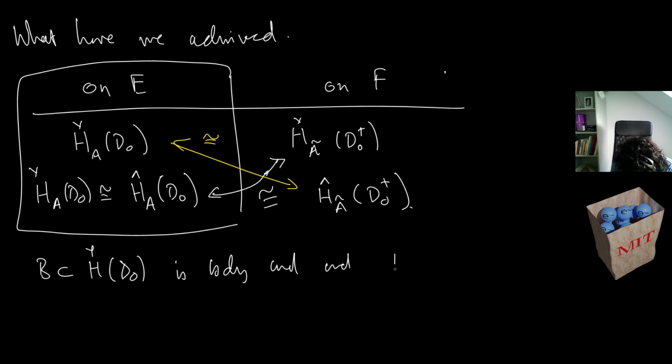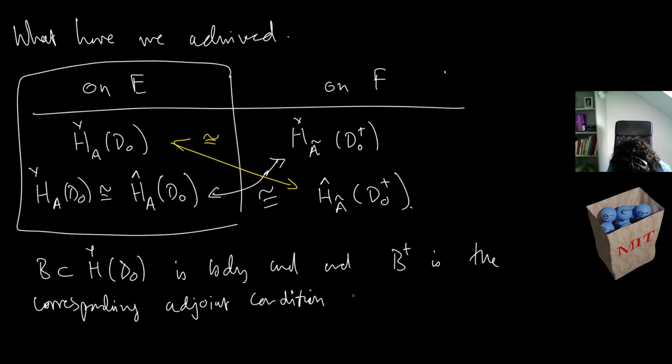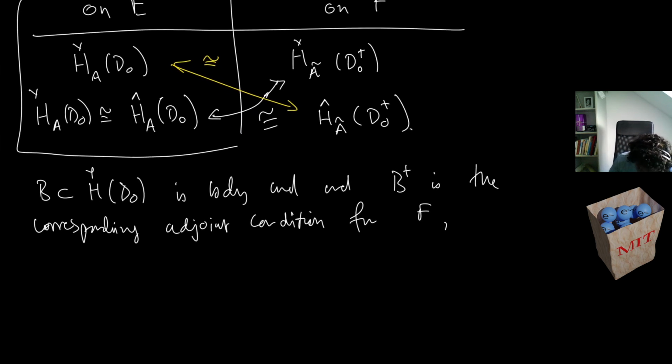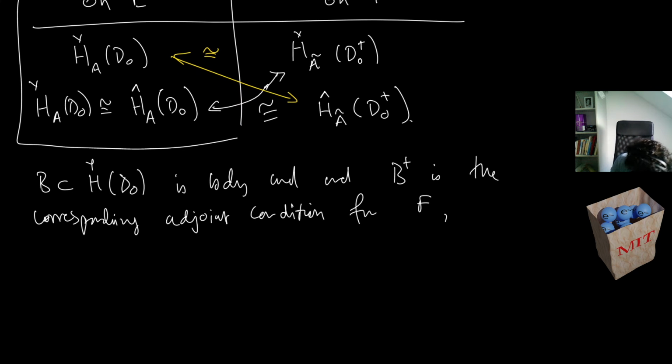and B perp is the corresponding adjoint condition for F, then B perp is a space in this A tilde of D naught perp, and so now this is equivalent, and this is of course a bundle over F, or a function space over F, right?